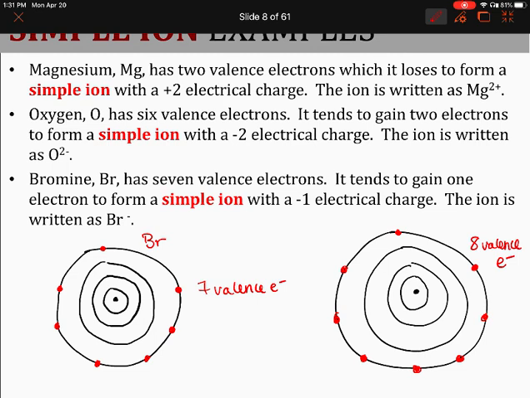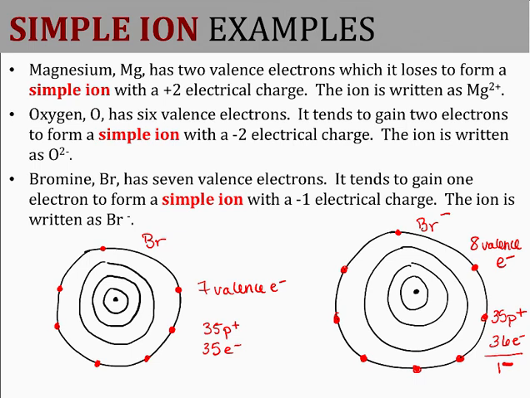So now it's happy, it's stable, and if we compare protons to neutrons, bromine's atomic number is 35, so it has 35 protons, and initially it had 35 electrons. But once we add one more electron, it will have 36 electrons, and that's going to leave us with a 1 minus charge on bromine. Okay, so hopefully that helps with visualizing what's going on here.